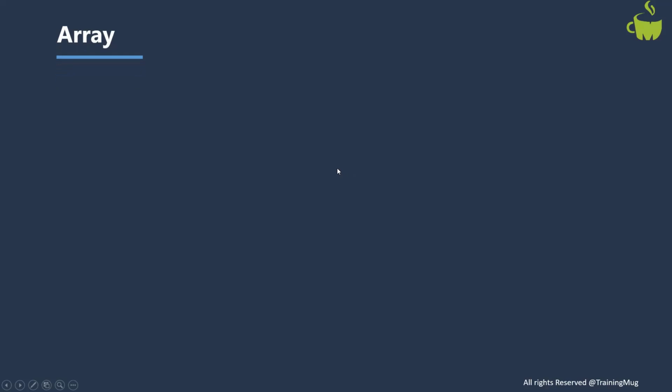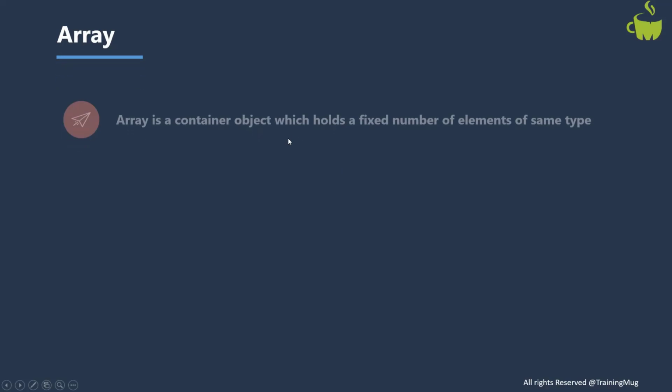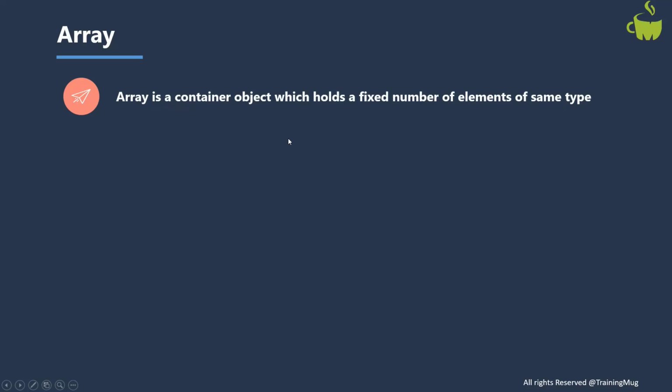So first we'll try to understand what is an array. By definition, an array is a container object which holds a fixed number of elements of the same type. This definition looks a bit complex, but in simple terms, an array is a group of homogeneous elements. Now the question comes: what exactly is this, and why do we need an array?